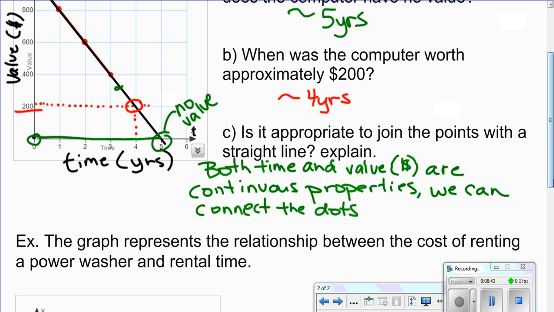Now, if instead of time along the bottom, this said number of computers, would it make sense to have 2.27 of a computer? No, that doesn't make sense. So then it would not be continuous data, so it would not make sense to connect the dots. But because we are talking about time and money, it does make sense to connect the dots. So I really want you thinking about that and being critical of what you're looking at.